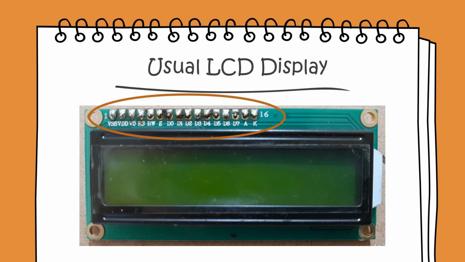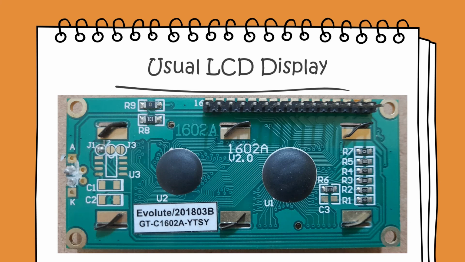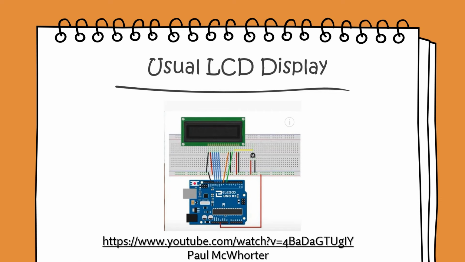So here's our useful LCD display. As you can see in this orange circle, there are a number of terminals which need to be connected. And if you turn to the back side, it's simple like this. Here you can see that there are some pins which have been soldered on. And if you need to connect this to a circuit, then here's this lovely tutorial from McWhorter. I'll post the link in the description box as well.